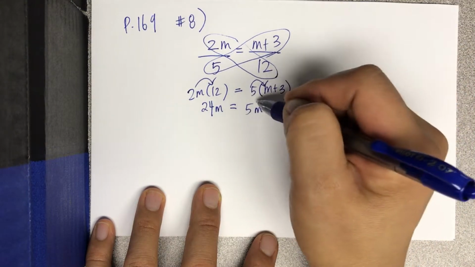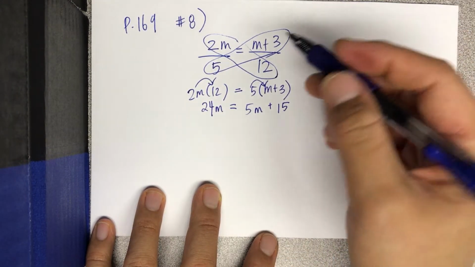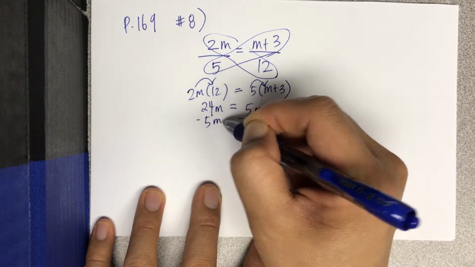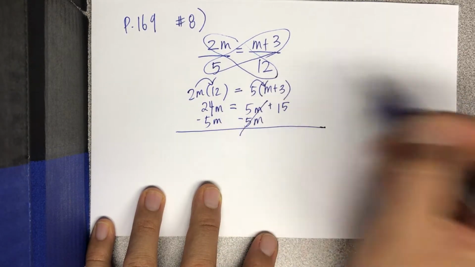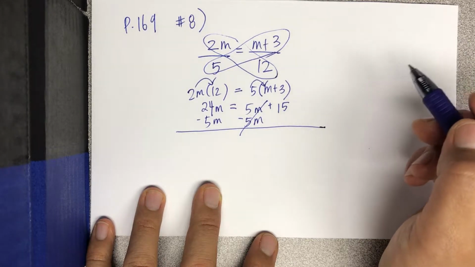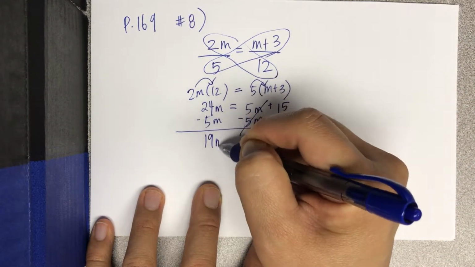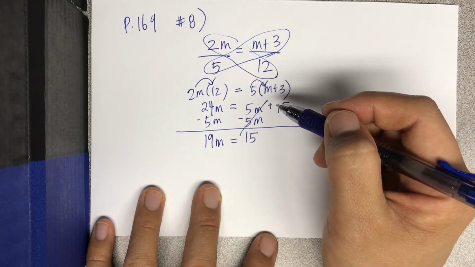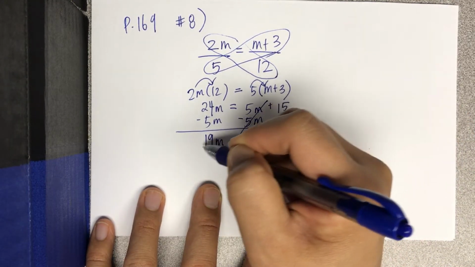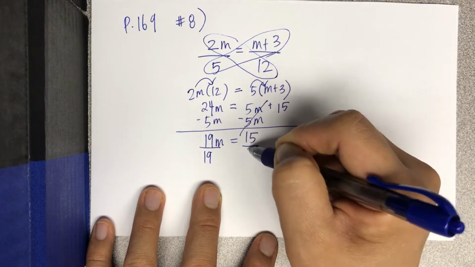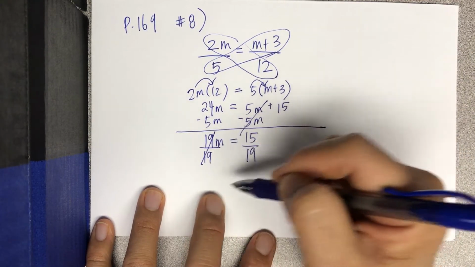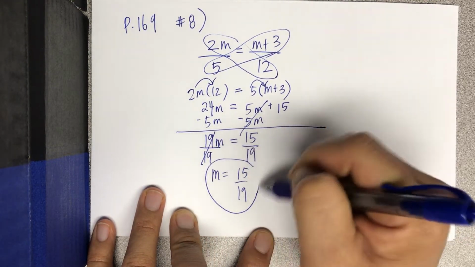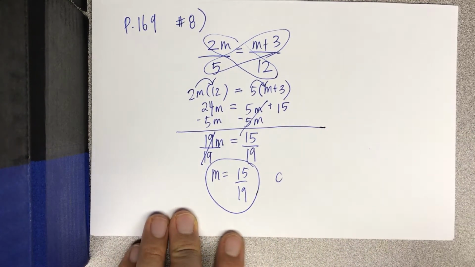We're going to bring the 5m over to the 24m side to isolate it. So negative 5m on both sides. The 5m crosses out. 24m minus 5m equals 19m. It's going to equal 15. And if you want to know what m is alone, you're going to divide out the 19 on both sides. It's going to leave m all by itself, and you're going to get 15 over 19, which is your answer C.